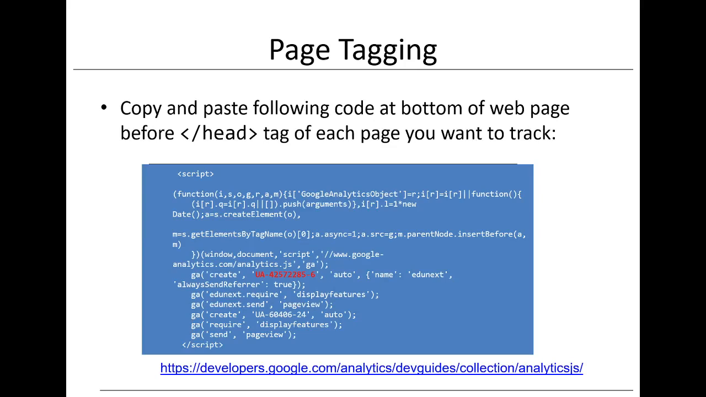To implement page tagging for Google Analytics, one should copy and paste the code at the bottom, before the closing head tag of each HTML page you want to track. The string highlighted in red represents the tracking ID and tells Google Analytics which account to send the data to. You can see that the code basically loads the analytics.js library, which is a JavaScript library for measuring how users interact with your website.